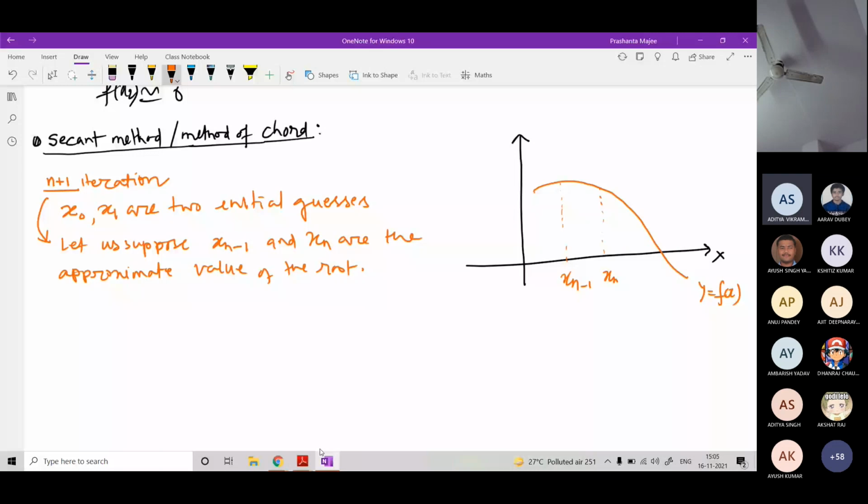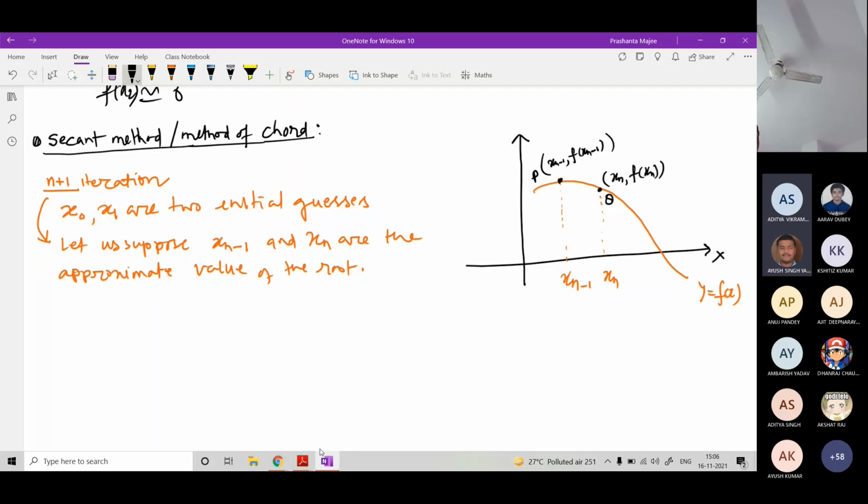So what is the coordinate of this dotted point? xn comma f of xn. What is the coordinate of this black dot point? xn minus 1 comma f of xn minus 1. So that is the coordinate. I'm calling it the point P. The coordinate of the point Q is xn comma f of xn.